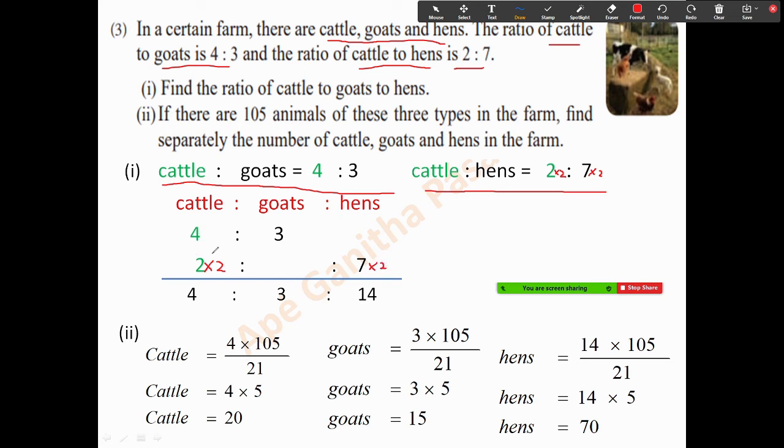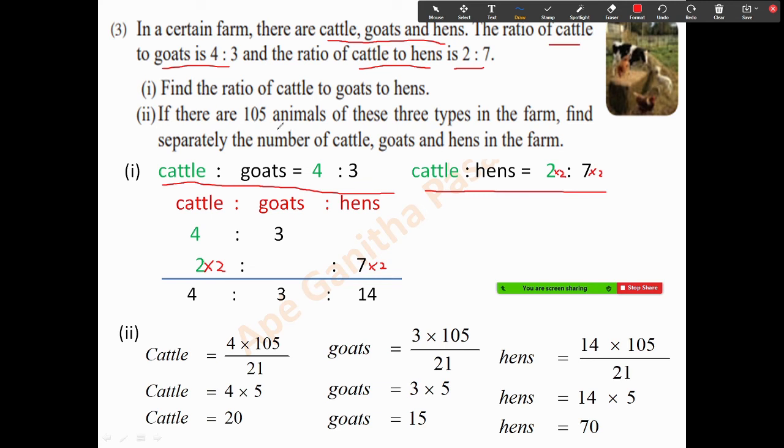Now, 2 into 2, 4. Here also 4. 4 is common. So, write 4 here. Here 3. Here 7 multiplied by 2, 14. So, what is the ratio? Cattle to goats to hens, 4 to 3 to 14. Ratio is 4 to 3 to 14.